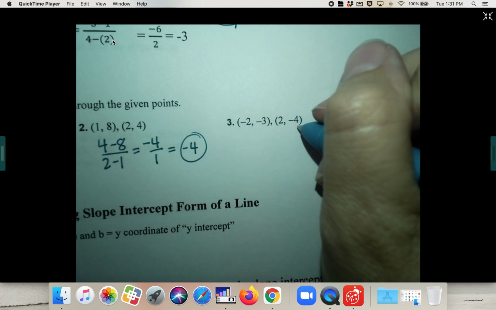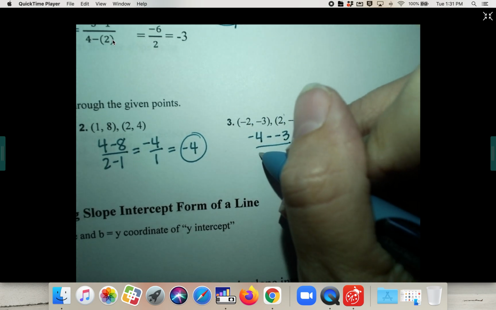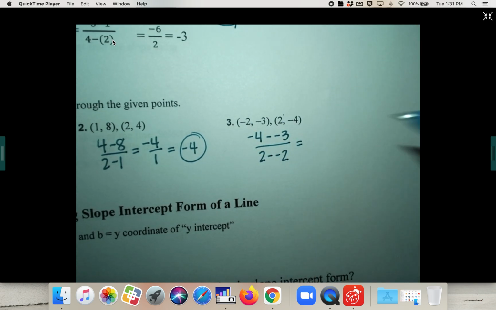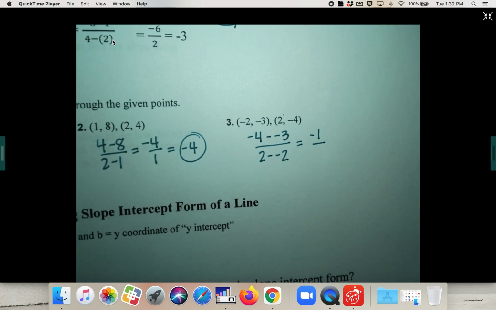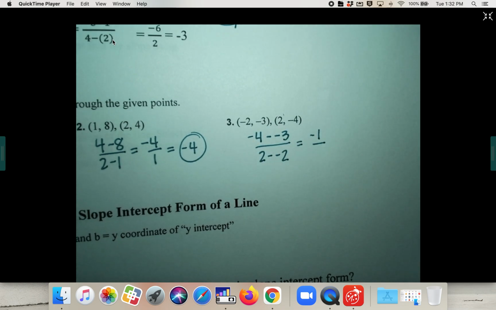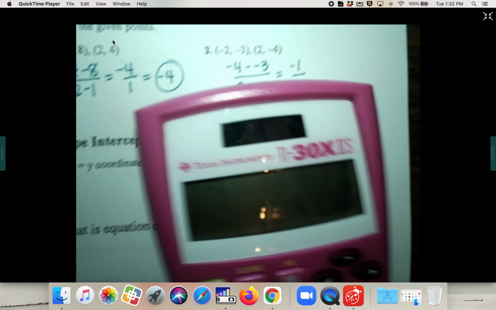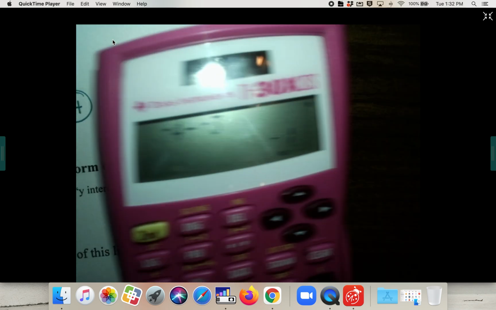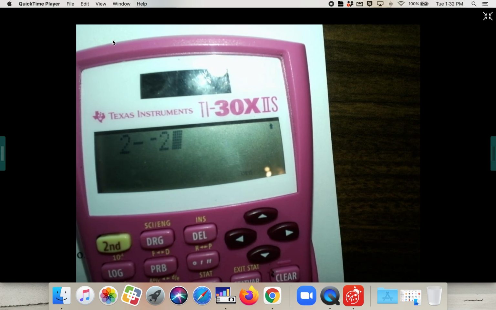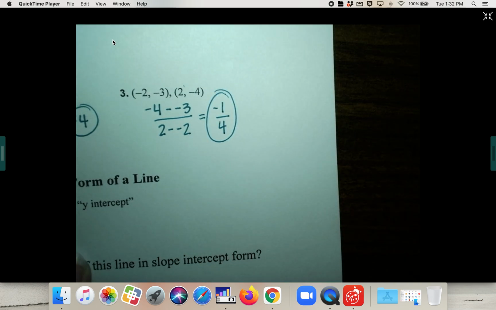Number 3 would be negative 4 minus negative 3 over 2 minus negative 2. Negative 4 minus negative 3 is negative 1. If you're not sure, check in your calculator. Please just type it in exactly how it looks. In fact, I'll do this one for you just to make sure I'm right. Negative 4 minus negative 3 is negative 1. 2 minus negative 2 is positive 4. So the slope is negative 1/4.